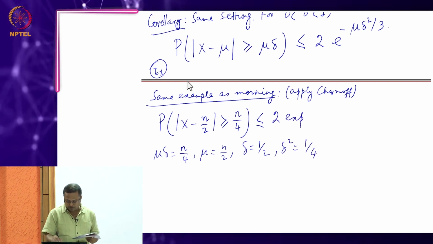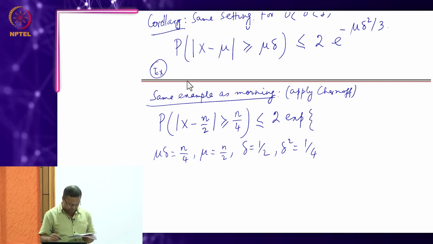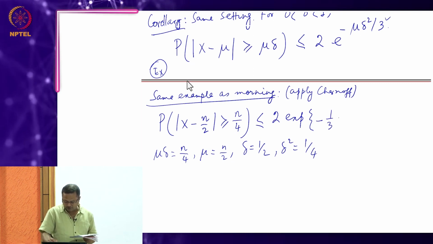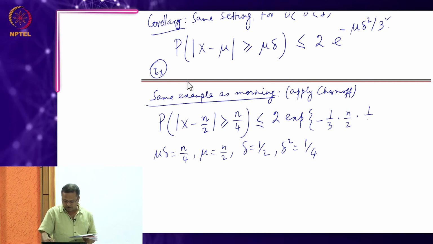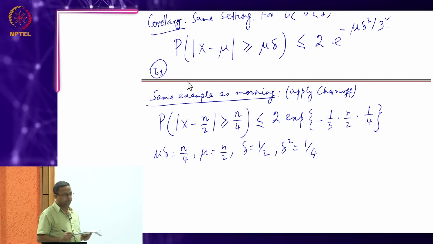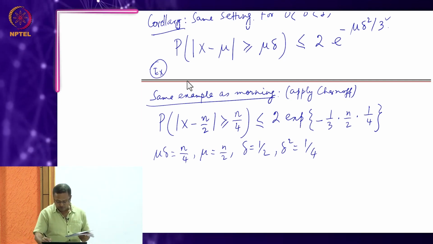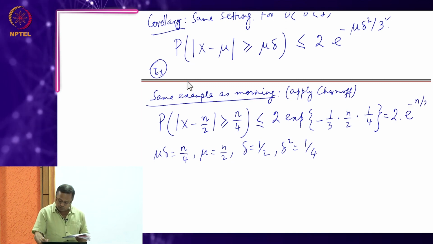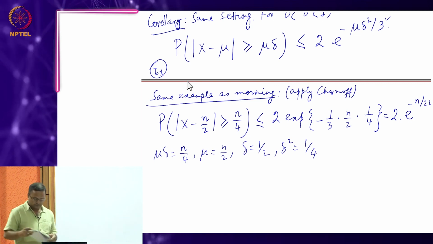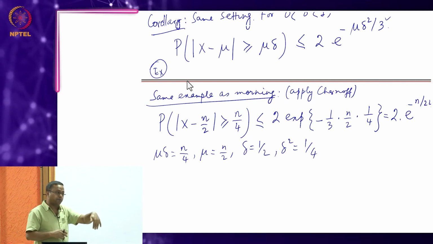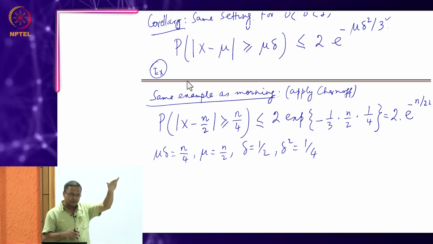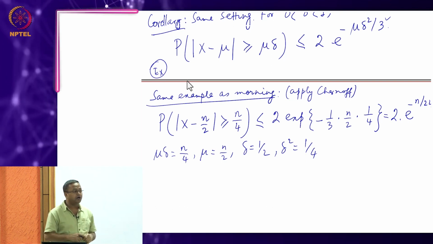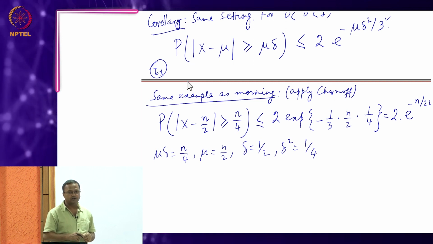So this is 2 to the power of 2 into e to the power of minus 1/3 times this term, where mu is n by 2 and delta square is 1 by 4. This gives you an expression like 2 into e to the power of minus n by 24. So you understand the sharp fall. Markov gave you 2/3, Chebyshev gave you 4 by n, 1 by a polynomial, and this is giving you 1 by an exponential, right?